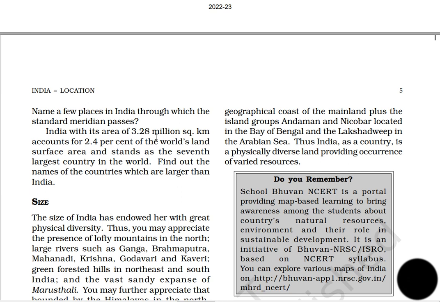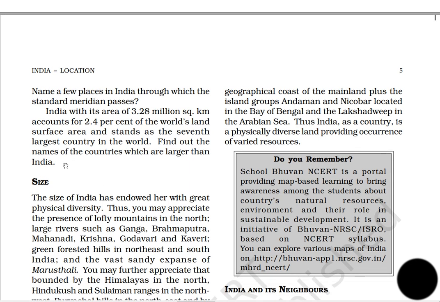India, with its area of 3.28 million square kilometers, accounts for 2.4% of the world's land surface area and stands as the seventh largest country in the world. Find out the names of countries which are larger than India. The countries larger than India are China, USA, Russia, Canada, Brazil.